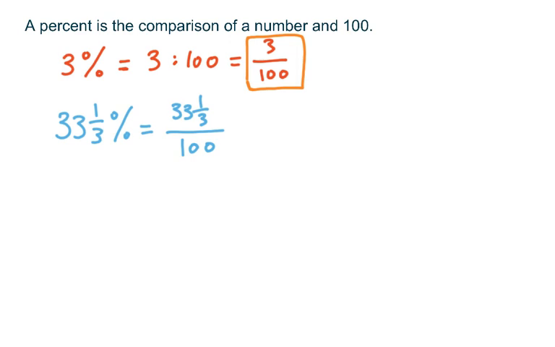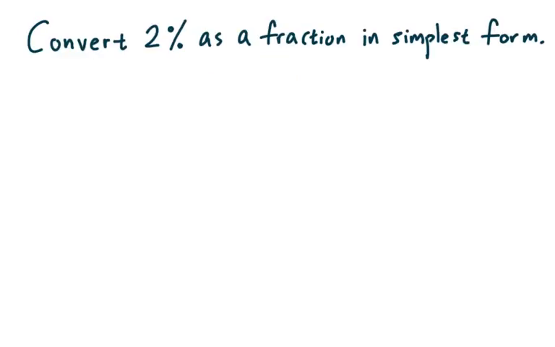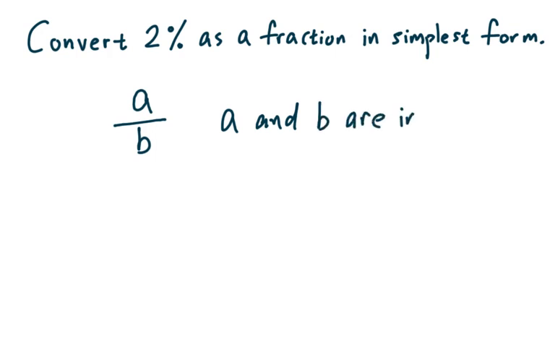Another example would be if we have a decimal such as 0.7%, we can still write it as a comparison of 0.7 to 100. Whenever you're asked to convert a number to a fraction in simplest form, basically it means your final answer should be something like a over b, such that a and b are both integers, and both a and b have the GCF, which is 1.